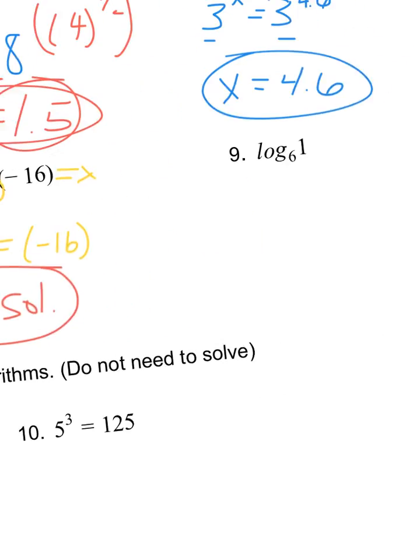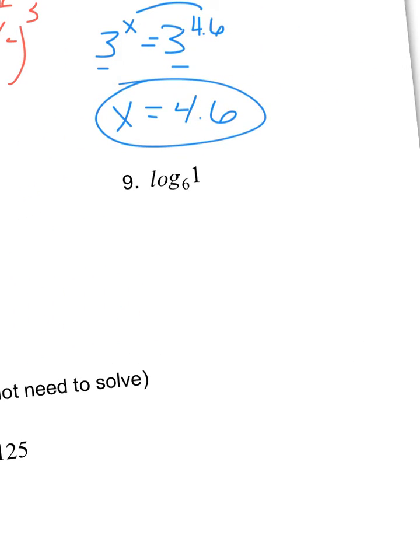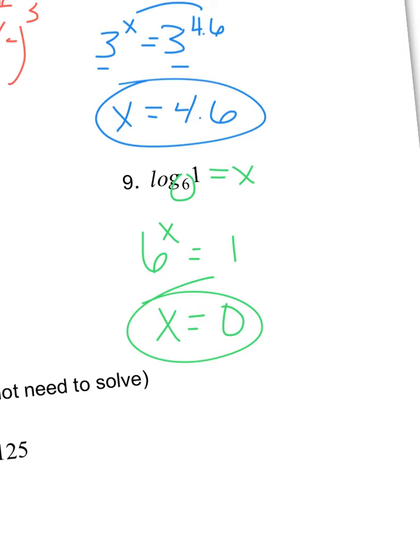Number 9, kind of like one we did earlier. So 6 to the exponent x equals 1. X would have to be 0. Anything to the power of 0 gives you 1. All right, let's move on to the next section.